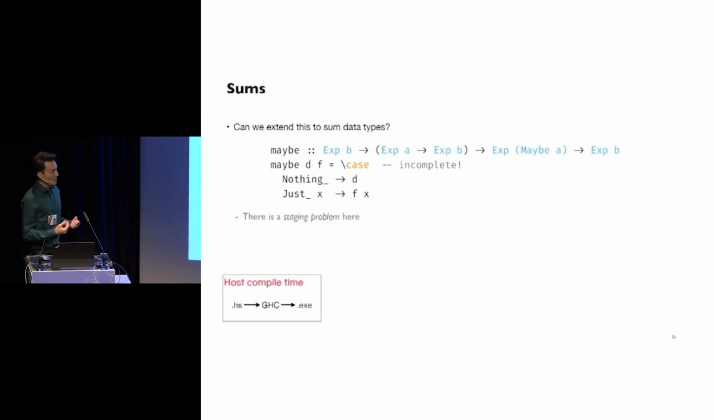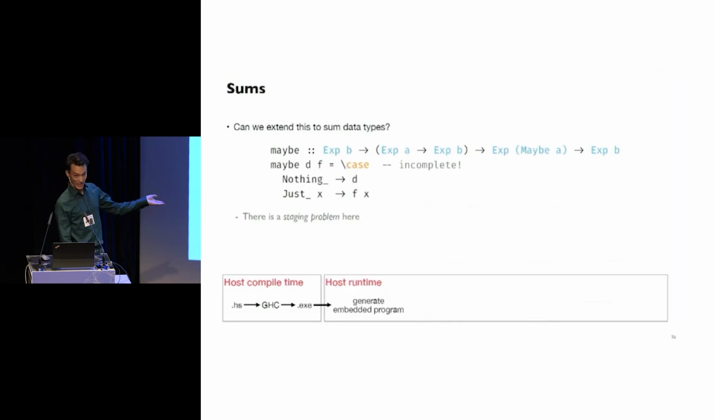So if we're thinking about what it means to run a deeply embedded language: I have my Haskell source code, and the standard way is I run it through GHC and get some kind of executable or object code out. So this is the Haskell compile time. And then separately, I'm going to run that program. When I'm running my Haskell program, this is the time when I'm generating the abstract syntax tree that represents my embedded program.